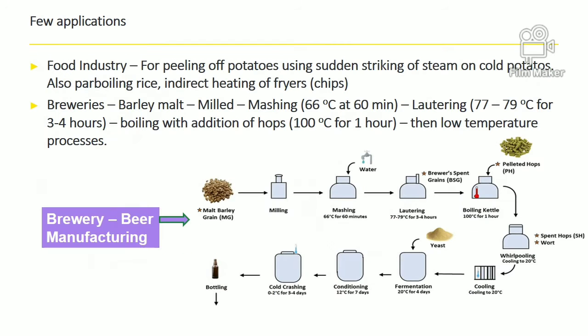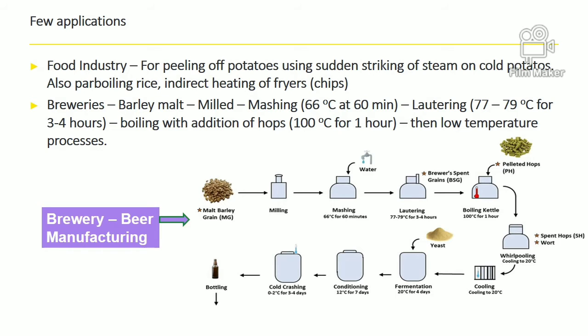Let us now discuss a few applications. Process boilers are used in the food industry. The applications are peeling off potatoes by sudden striking of steam. Also parboiling rice. It's a kind of rice that is boiled incompletely that helps to retain the nutrients in this rice. Second important application is breweries.